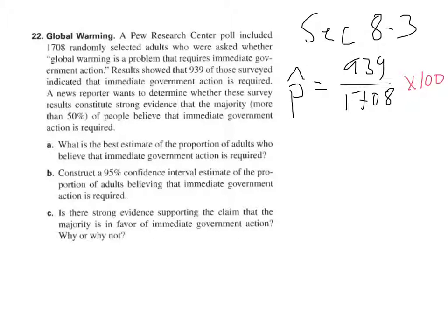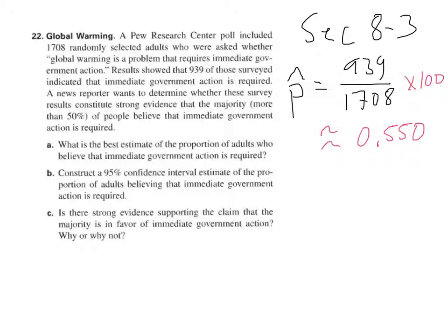If I find that decimal, I see that it's about equal to, and I'm going to do some rounding here, 0.55. Then, to construct a 95% confidence interval for the proportion of adults, what we're going to do is find the margin of error.